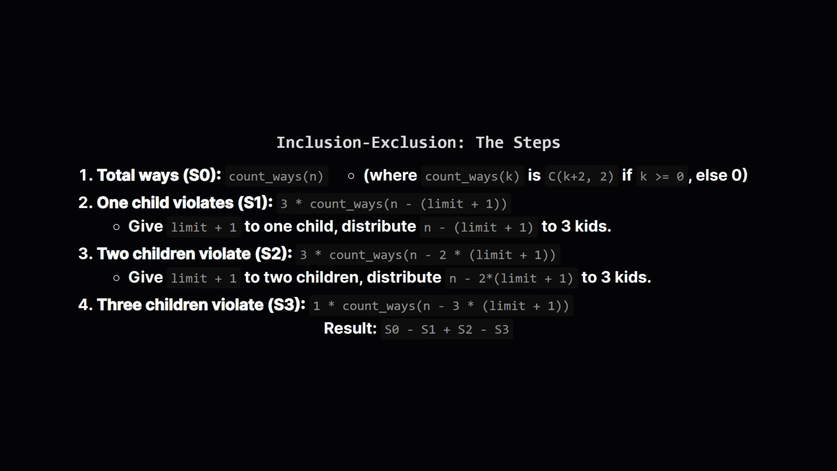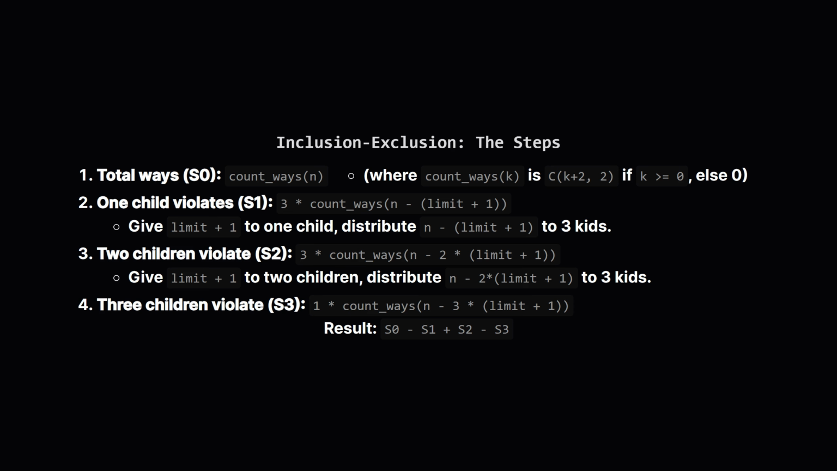Then, we add back cases where at least 2 children get too many. Pick 2 children, 3 ways to do this. Give each of them limit plus 1 candies. We now have n minus 2 times (limit plus 1) candies left. So we add 3 times count_ways of n minus 2 times (limit plus 1).